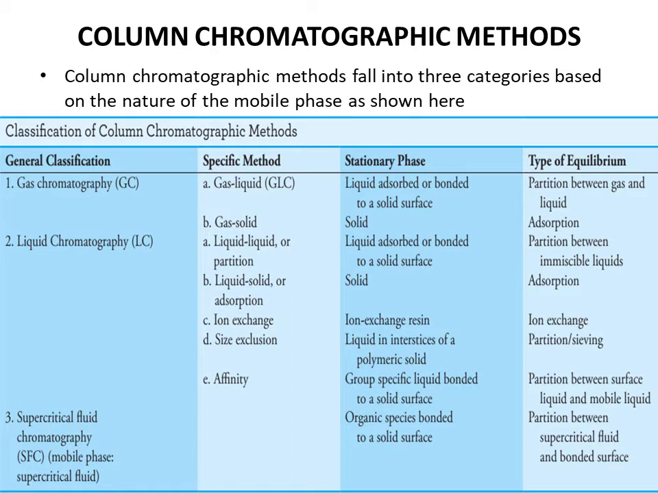And the third type is one in which the mobile phase is some sort of supercritical fluid. The stationary phase could be an organic species bonded to a solid surface, and the equilibrium there will be the partition between the supercritical fluid and the bonded surface.